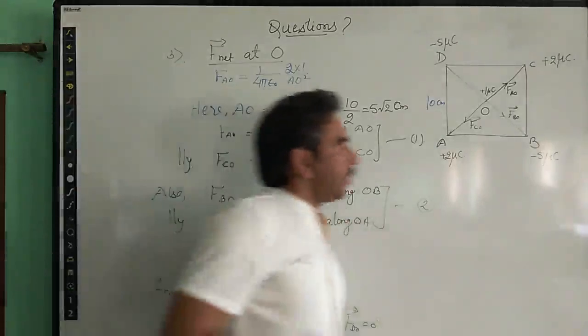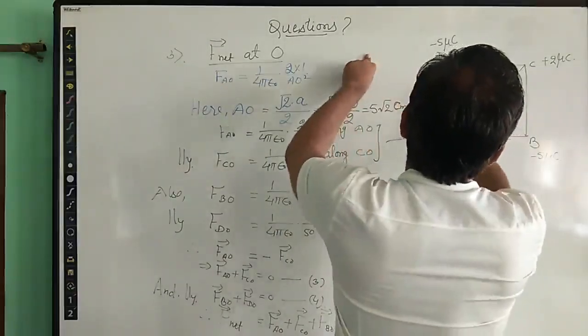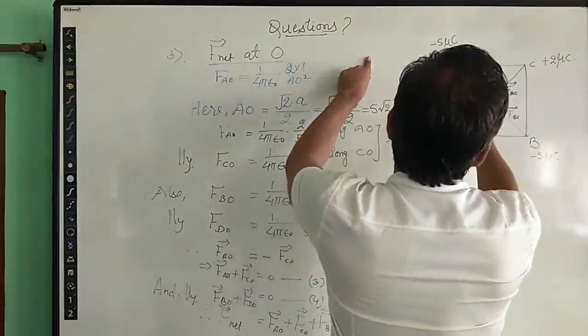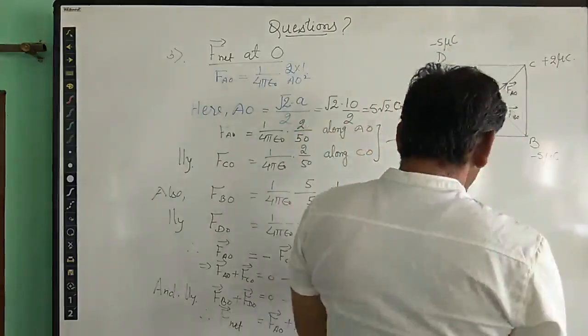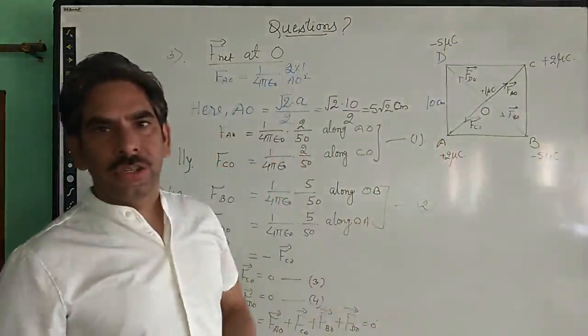I just forgot to write one more direction. The force due to charge at D will be directed towards itself due to the attractive force. So it is FDO. So we can see that in this particular case, the net force at the center is 0.